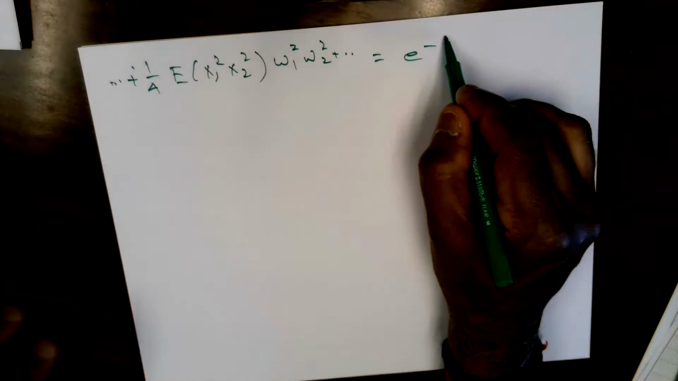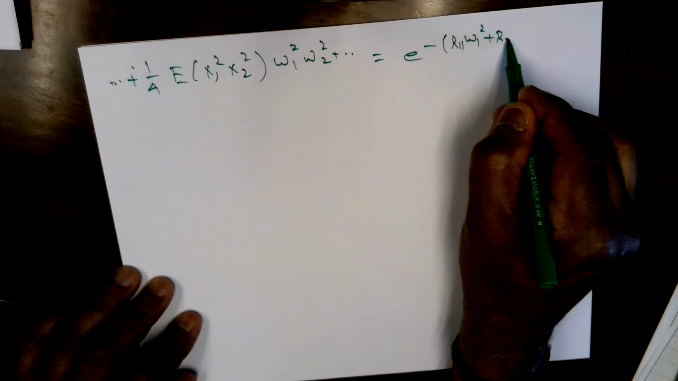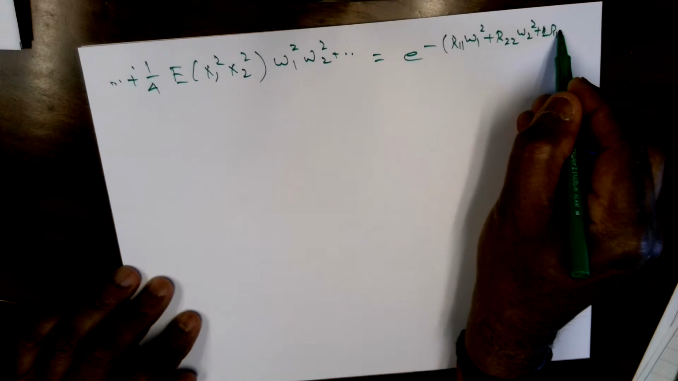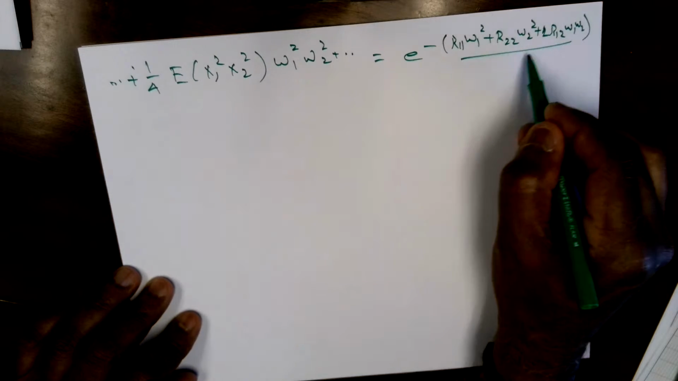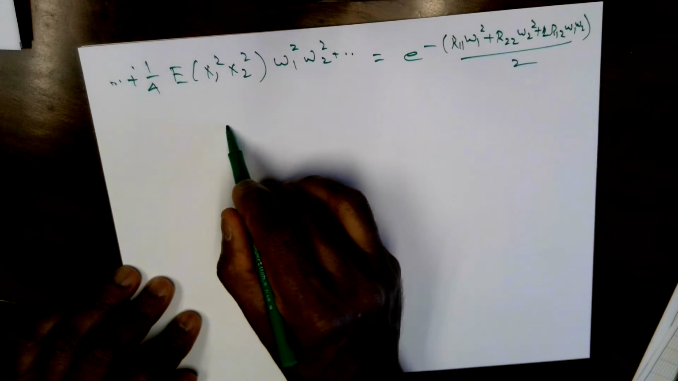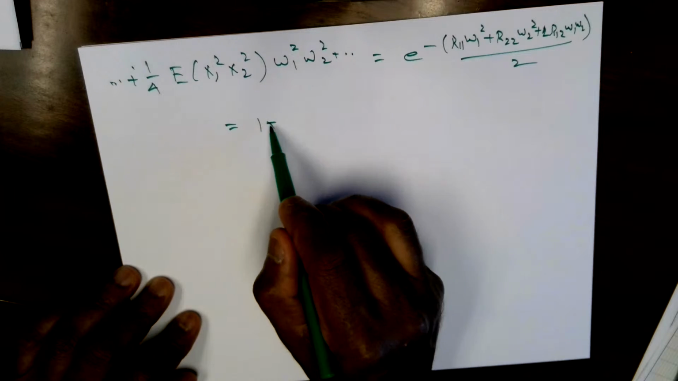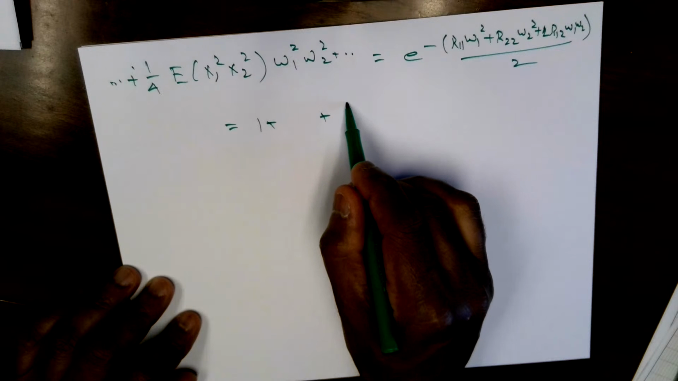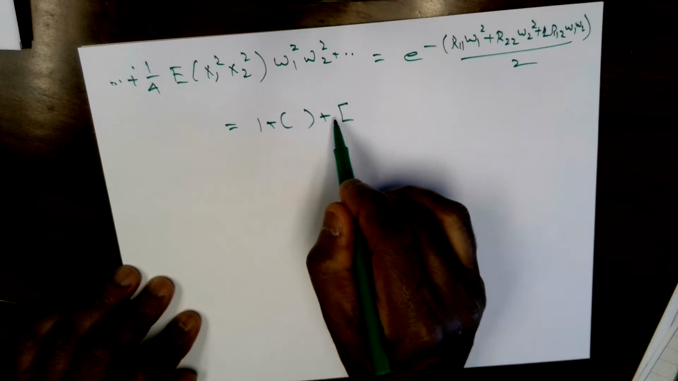This is equal to e to the power minus this quantity. I will write one more time: r1 omega 1 squared plus r2 omega 2 squared plus 2 r1 omega 1 omega 2, divided by 2. Now I'm going to expand this. Again, you will see that there are a lot of terms. It starts with 1 plus the term. But what we will be interested in is the square of that term, the second term. This is the term over 1 factorial.